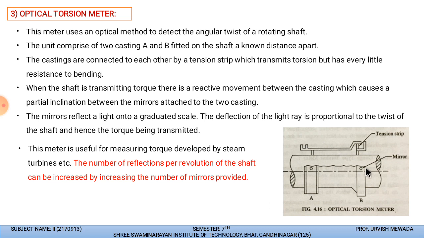This meter is useful for measuring torque developed by steam turbines and many more rotating devices. The number of reflections per revolution of the shaft can be increased by increasing the number of mirrors provided. Whenever the shaft rotates, due to the resistance of the twist, and due to the inclination between the two mirrors, we can check the reflection of the light in terms of the torsion of this rotating shaft. So this is how this optical torsion meter works.